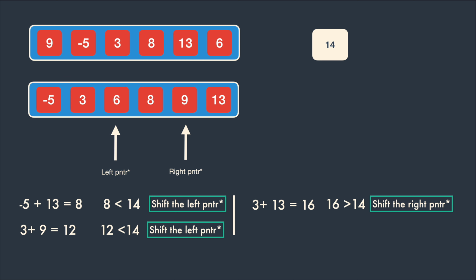The right pointer is pointing to 9 and the left pointer to 6. The result of adding these two is going to be 15. 15 is greater than 14. We shift the right pointer to the left.